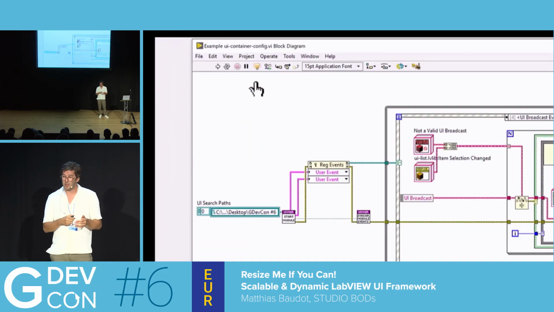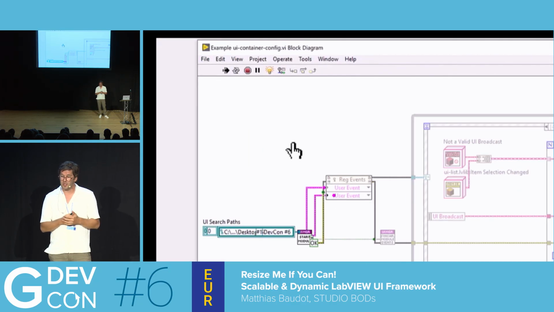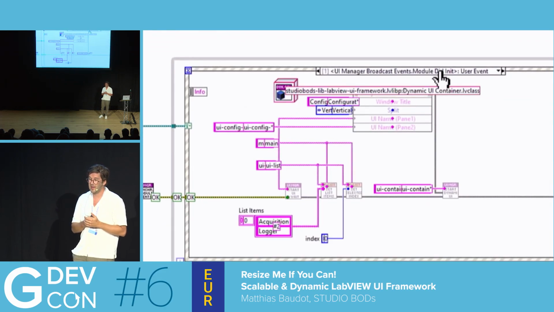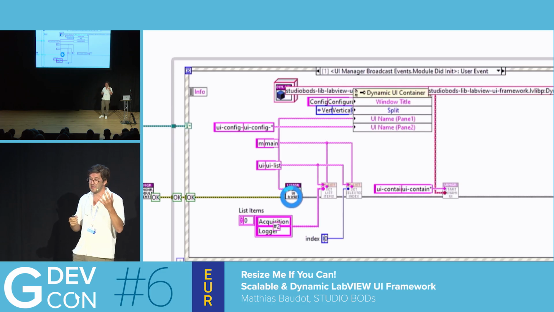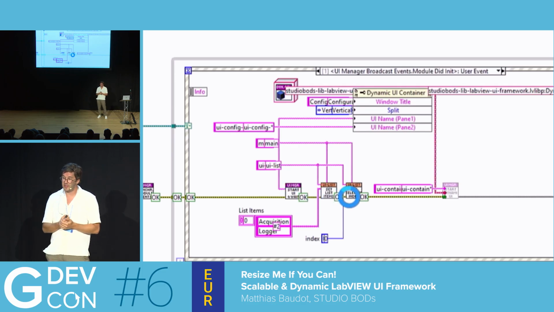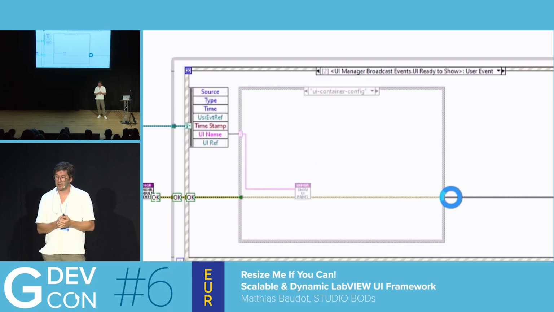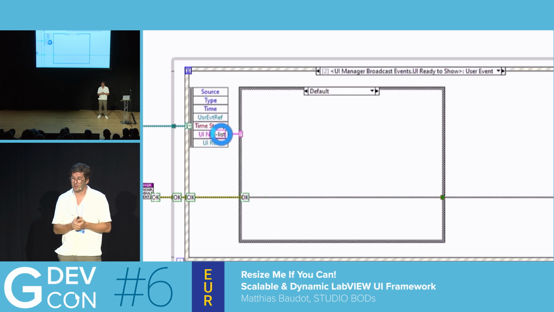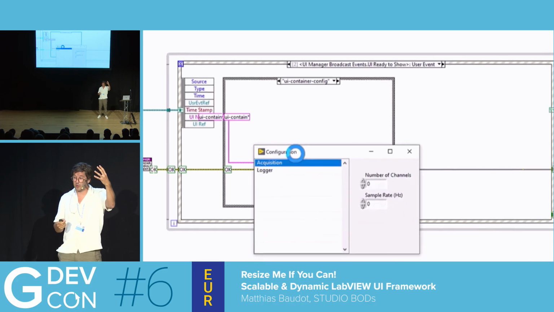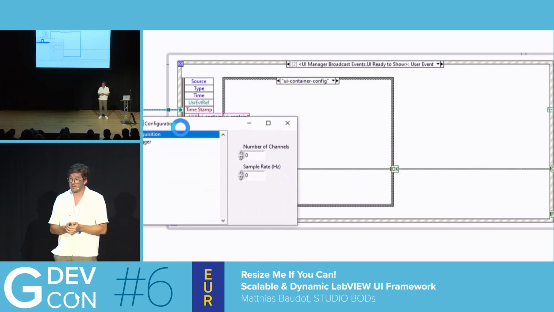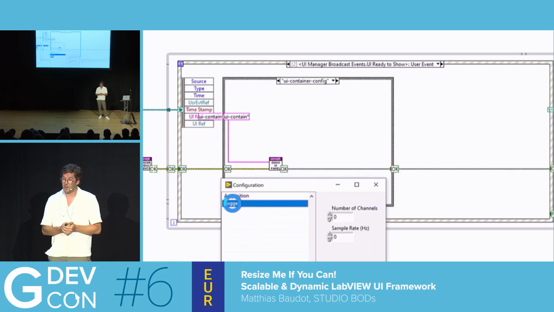Let's execute this code with highlight execution, so you can see. We start the UI manager module, we register for events, synchronize module events, and we immediately receive the UI manager module did init. We start our list, send the list of items and select the index, and launch our dynamic container. Then we receive the UI ready to show for the UI list that was started first, which we don't care about, and then for the container, and we show its UI. And guess what? On the left we have the list, and on the right we have our UI config.